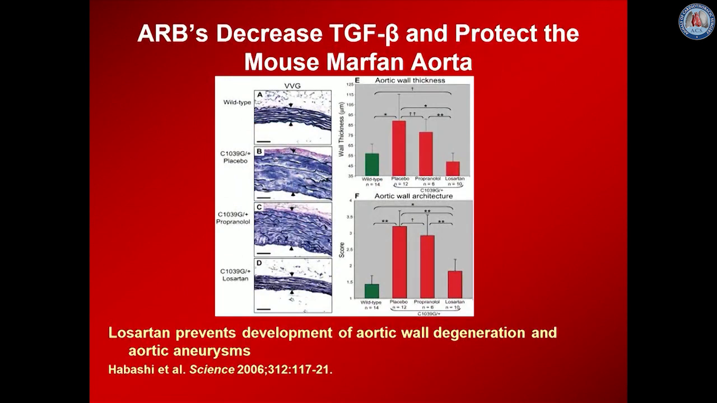When the aortic wall in these mice was compared to wild-type mice, the Marfan mouse had very striking abnormalities consistent with medial degeneration, but also with thickening of the aortic wall. In the mouse treated with propranolol alone, there was some benefit, but not very much in terms of the architecture of the aortic wall. However, in the mouse with classic Marfan syndrome treated with losartan, an angiotensin receptor blocker, there was normalization of the thickness and architecture of the aortic wall.